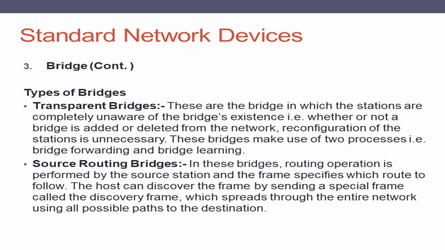Bridge, continued. Types of bridges. Transparent bridges. These are the bridges in which the stations are completely unaware of the bridge's existence, i.e. whether or not a bridge is added or deleted from the network, reconfiguration of the stations is unnecessary. These bridges make use of two processes, i.e. bridge forwarding and bridge learning. Source routing bridges. In these bridges, routing operation is performed by the source station and the frame specifies which route to follow. The host can discover the frame by sending a special frame called the discovery frame, which spreads through the entire network using all possible paths to the destination.